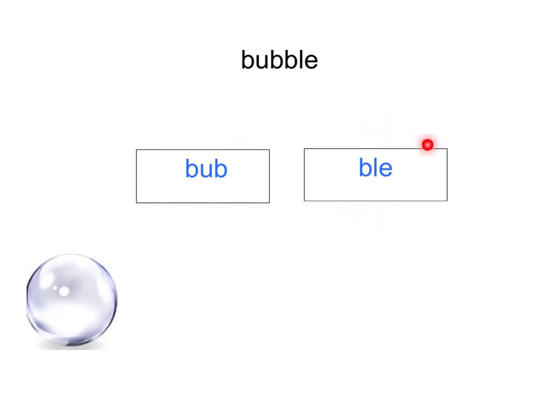Let's look at syllable number 2. Syllable number 2 follows a familiar pattern. It has a consonant, the B, followed by an L, E. The E is silent. That makes this syllable a consonant LE syllable.